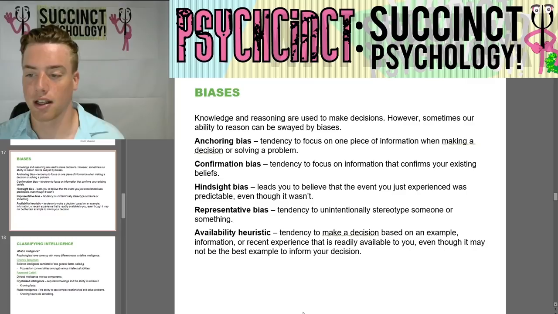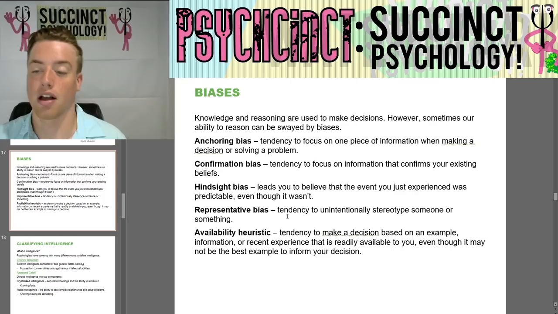Next, we have representative bias, which is a tendency to unintentionally stereotype someone or something, and availability heuristic. It is a tendency to make a decision based on an example, information, or recent experience that is readily available to you, even though it may not be the best example to inform your decision. Next, we have classifying intelligence.